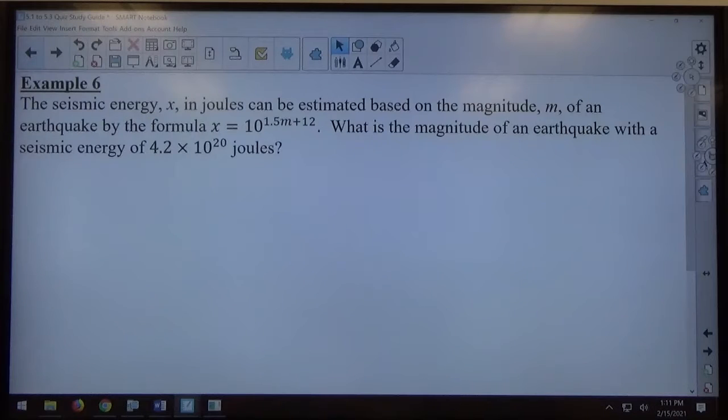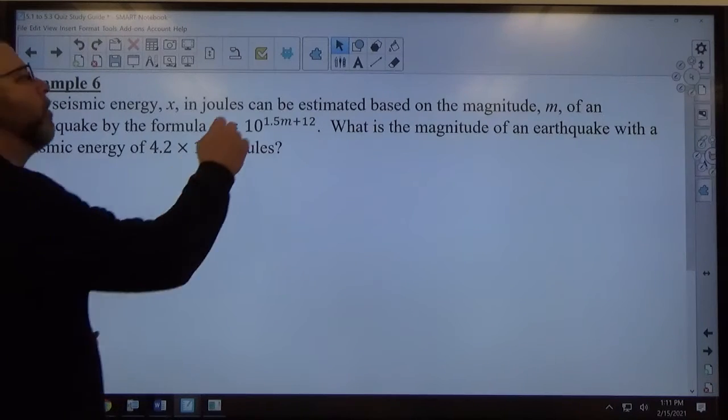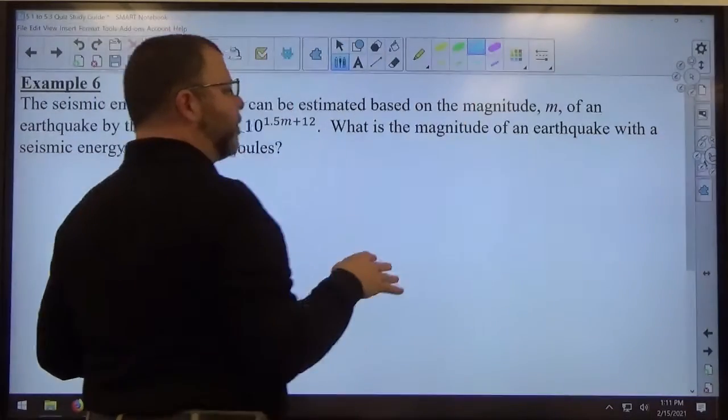Example 6 says the seismic energy X in joules can be estimated based on the magnitude M of an earthquake by the formula X equals 10 to the 1.5 M plus 12 power. What is the magnitude of an earthquake with a seismic energy of 4.2 times 10 to the 20th joules? First thing I want to bring to your attention is this is a word problem.